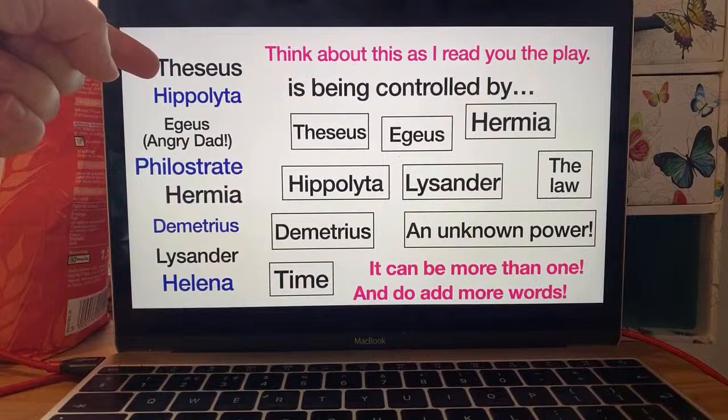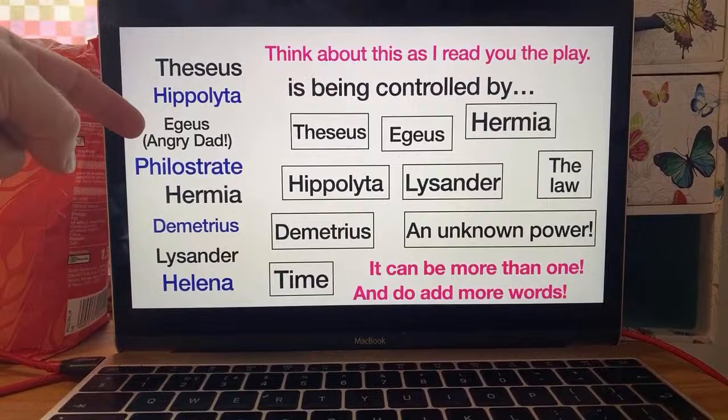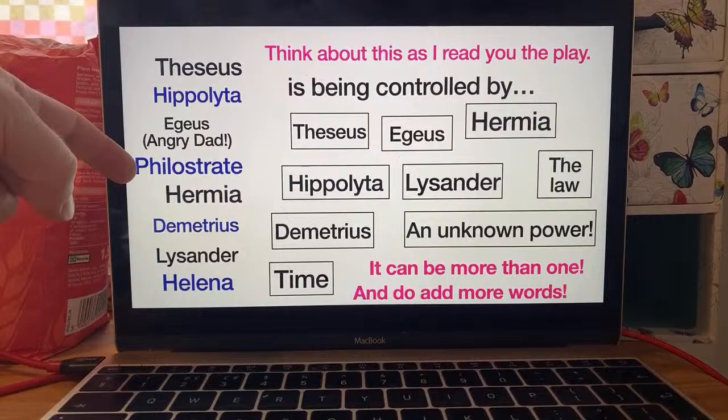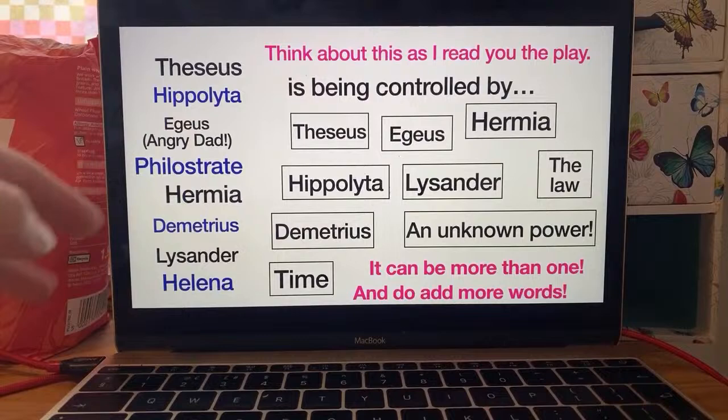Theseus is the duke of this part of Greece. Hippolyta is his soon-to-be wife. They're getting married in a few days. Last week, we just called this guy Angry Dad, but his name is actually Aegeus, so we'll look at him a bit more properly today. Philostrate, you can kind of think of him as a servant. He's like the wedding organiser, because Theseus and Hippolyta are getting married in a few days. Hermia and Demetrius and Lysander and Helena are the four lovers who love each other in various different ways or not. We'll look at that.